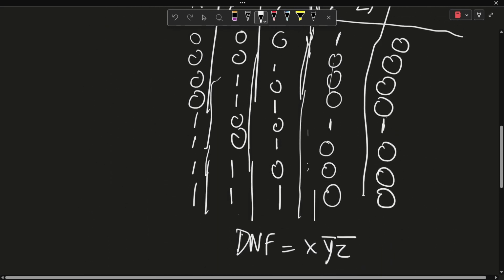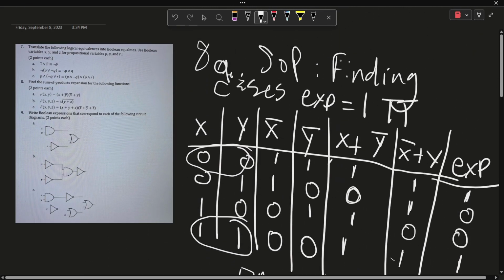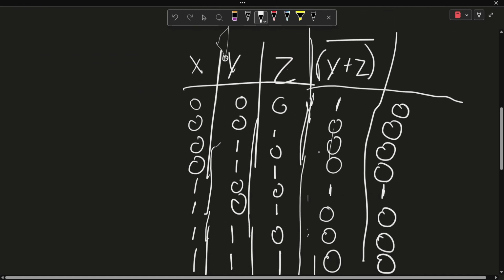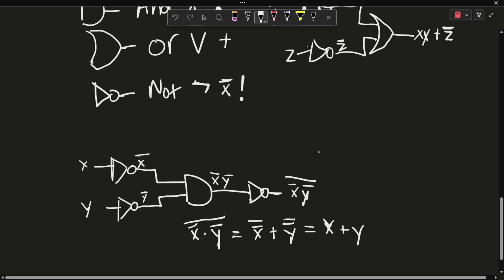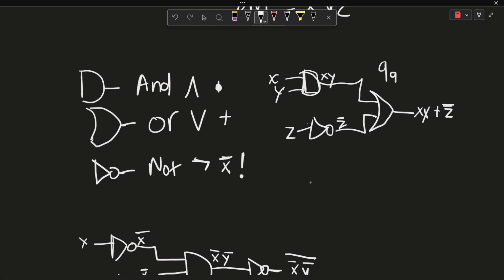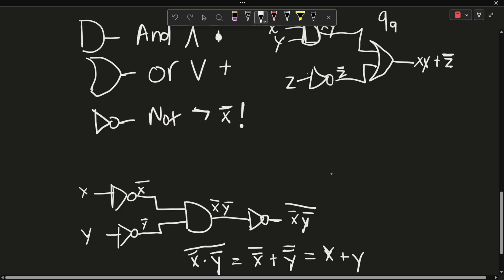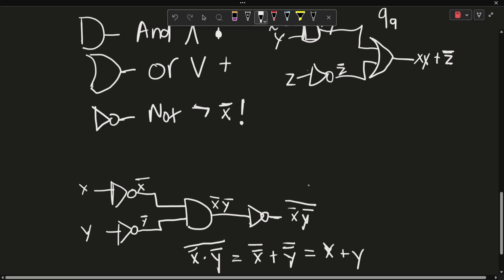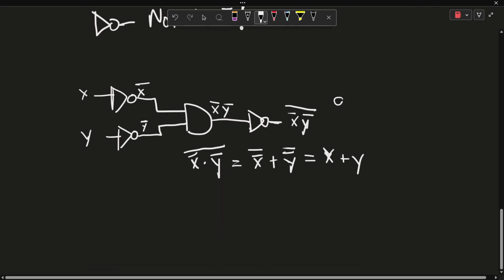Let's see. Was that the second? Did I do the first one? I feel like I did the first. Yeah. So I'm going to label them. This is 9A, and this is 9B.